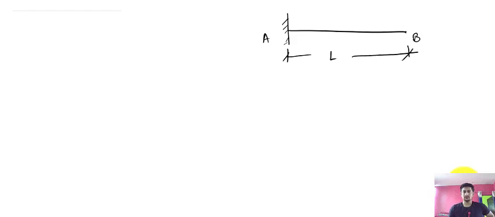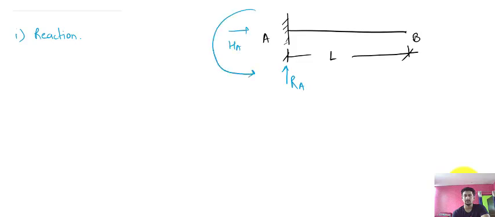Now when we want to draw the influence line diagram for the cantilever beam, first of all you need to make the influence line diagram for the reaction, the influence line diagram for the shear force, and the influence line diagram for the bending moment. So the first case is when I want to draw the influence line diagram for the reactions. So here how many reactions will be there? One is Ra, one is Ha, and one will be the moment, that is Ma. So these are the reactions.